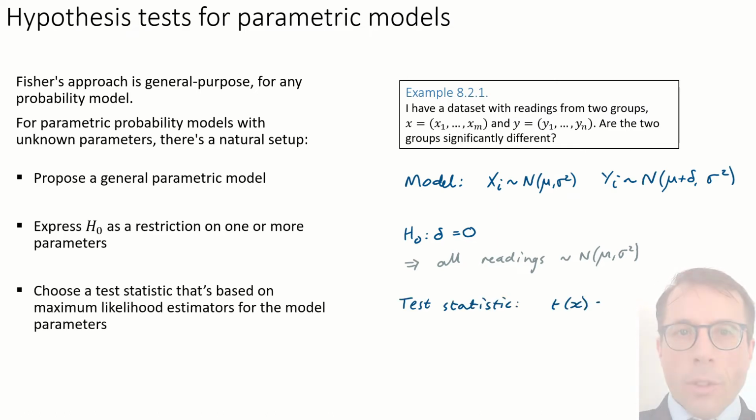The next idea is that if we're stuck for ideas about what to use as the test statistic, let's pick something related to the model parameters. In this question, we're interested in whether the two groups are different, i.e. whether delta is non-zero, so let's just use delta hat as our test statistic. Remember, a test statistic can be any function that we can compute from the dataset. It's not allowed to involve unknown parameters, and we don't know delta, but we can compute delta hat, the maximum likelihood estimate from the data.